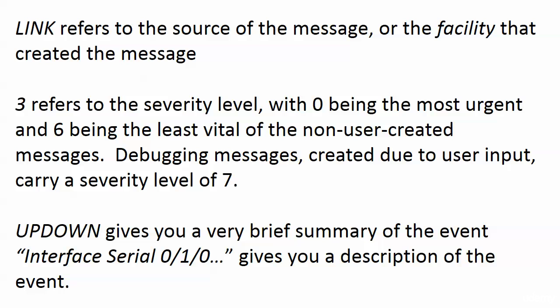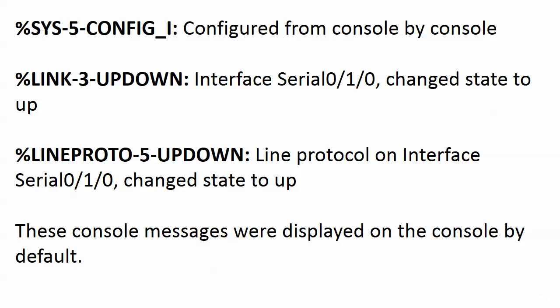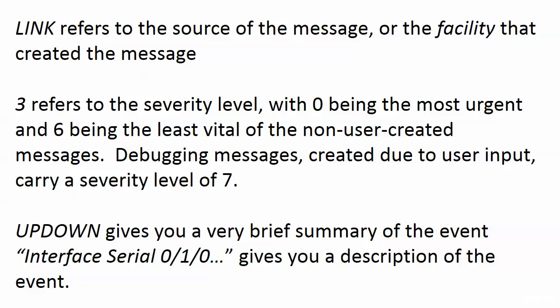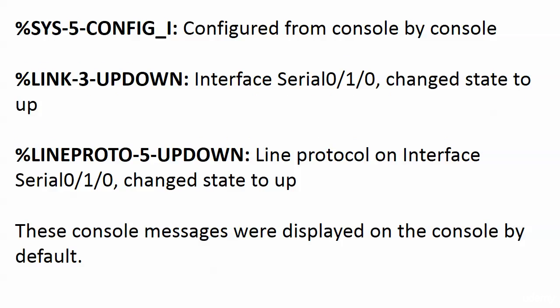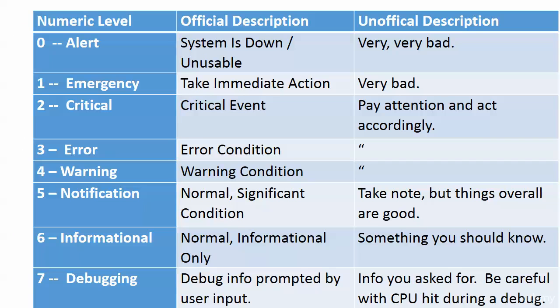But up, down, pretty self-explanatory. That gives you a very brief summary of the event, where the rest of the message, interface serial 0/1/0 changed state to up, really tells you what's going on. So again, looking at all 3 of those messages, the first part of it, SYS, it's a system message. LINK, there's a link message. LINEPROTO, obviously line protocol, that's what it's referring to. The end of that part of the message, CONFIG, UP, DOWN, again, self-explanatory. It's those severity numbers you need to be familiar with.